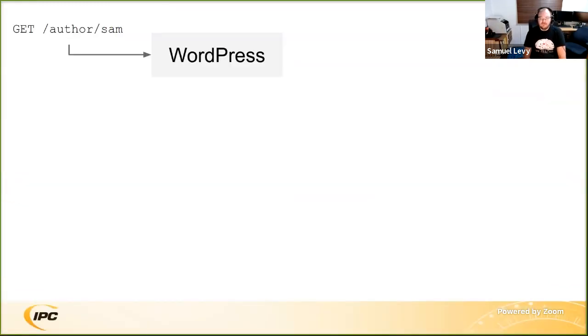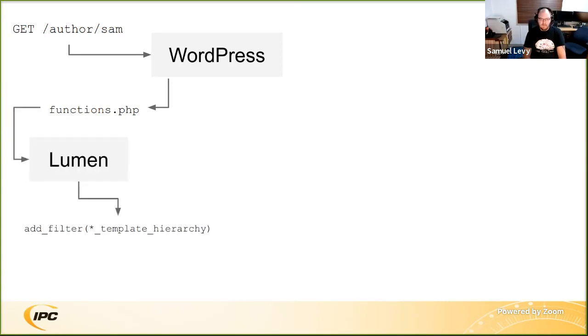So we end up with a workflow that looks like this. We have a GET request for author/Sam. That goes into WordPress. WordPress boots up, it finds the theme, and it runs functions.php. In that file, we boot up Lumen. We also add a bunch of filters into WordPress, so we can watch the attempts of WordPress to get the template hierarchy. So we can watch its attempts to find each of those files, and we can store them for later use. Once we've done that, Lumen hands control back to WordPress.